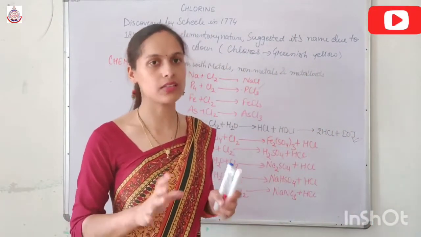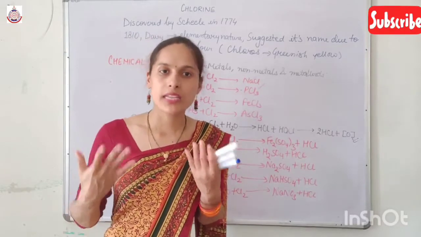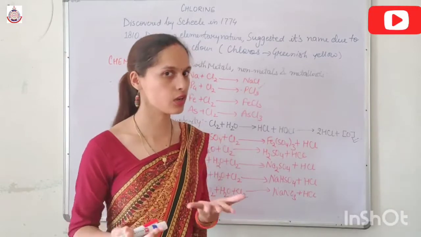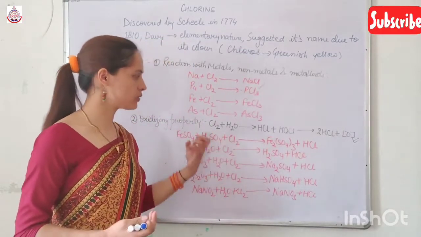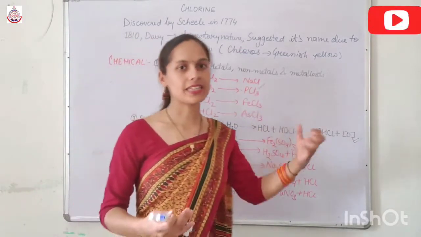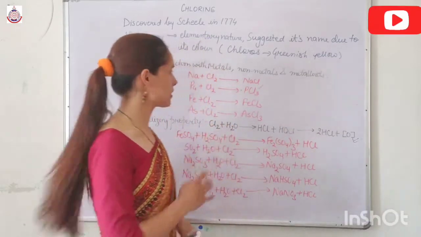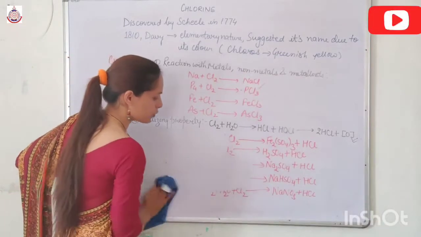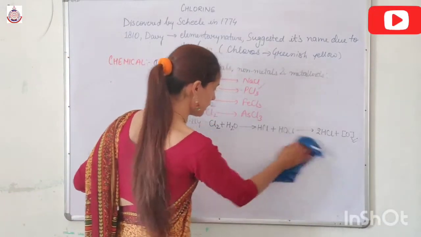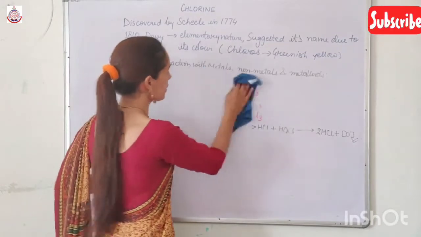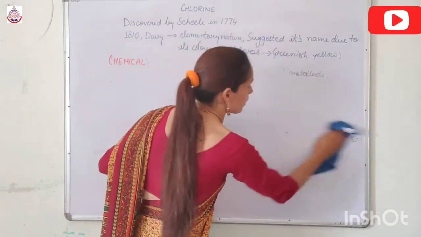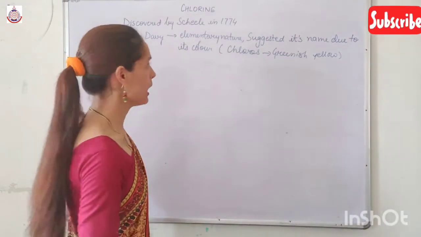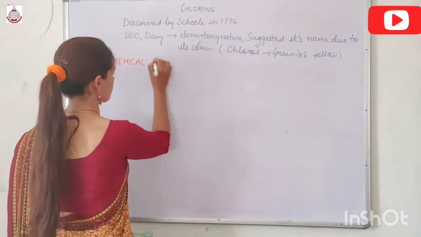This reaction is in the presence of water, means either in the presence of moisture or in the presence of an aqueous solution of chlorine. So through these reactions we get to know that chlorine acts as an oxidizing agent. So this is the second property of chlorine. Now if we move to the third property of chlorine, the third property is the bleaching action of chlorine.